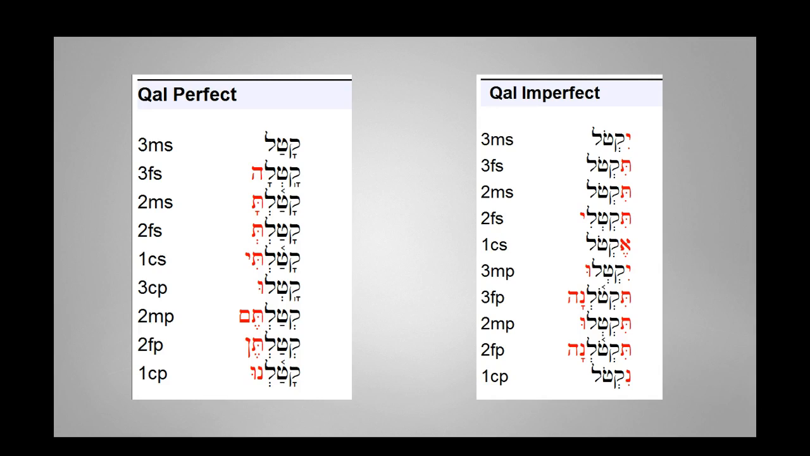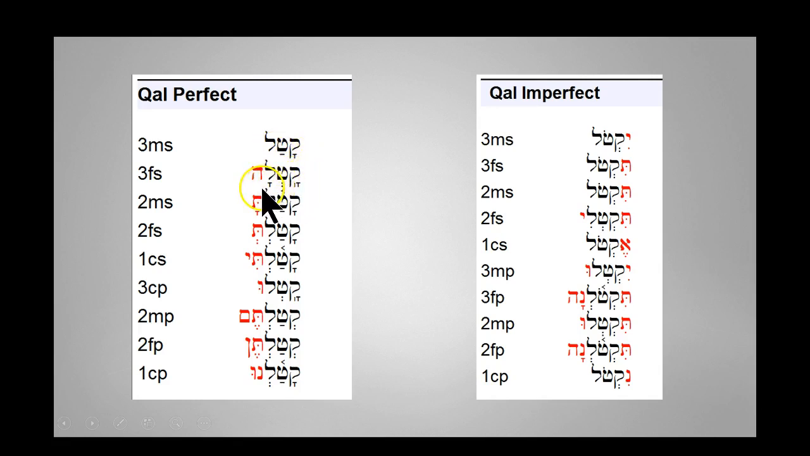2017. Here we have the paradigms. We're looking at the Qal perfect and the Qal imperfect. These are screenshots from BibleWorks. We will write these out for our quiz on Thursday night. So we'll just say these together.